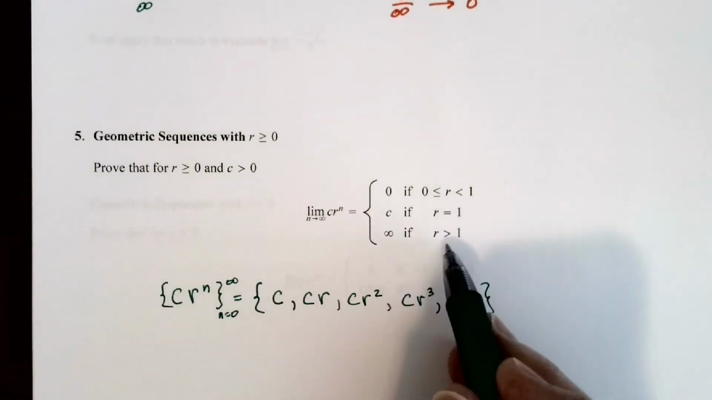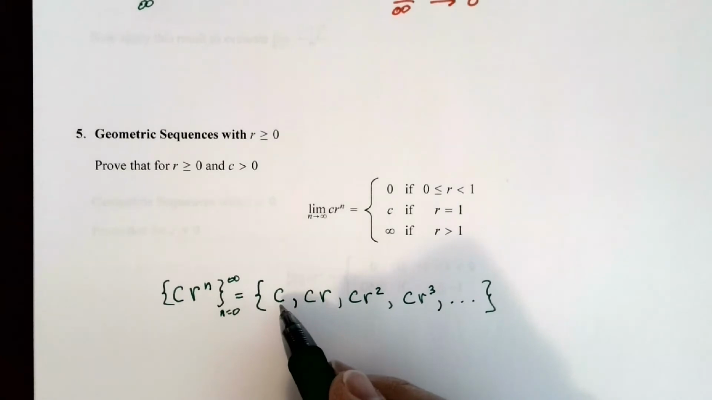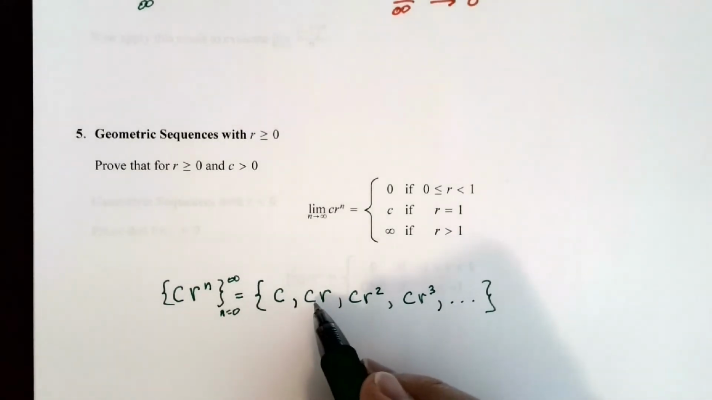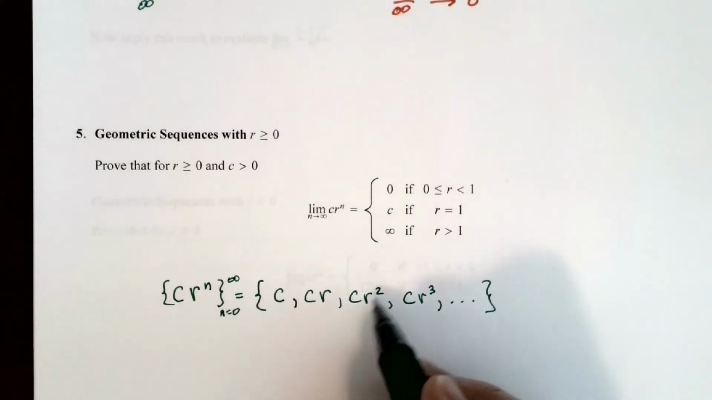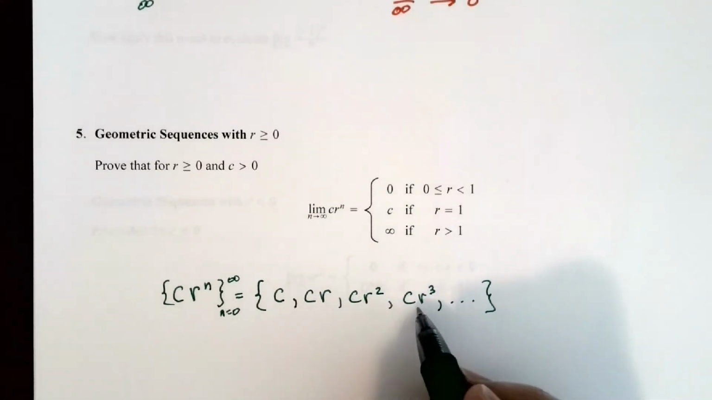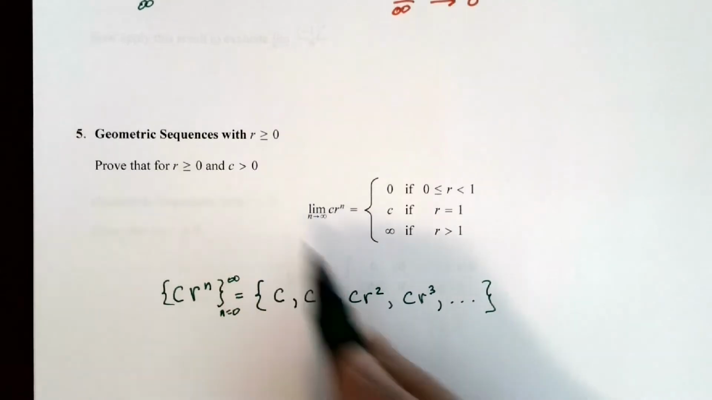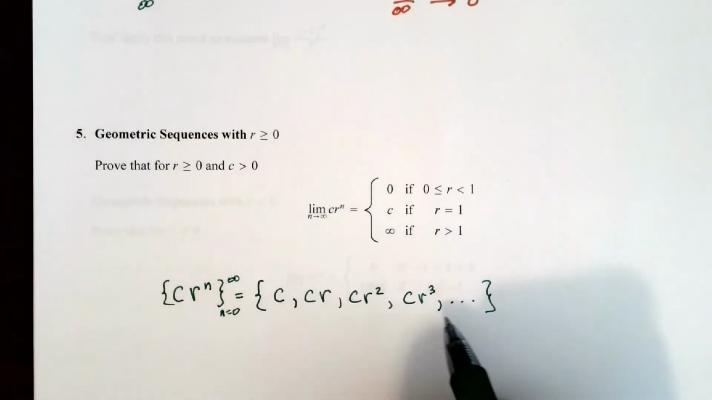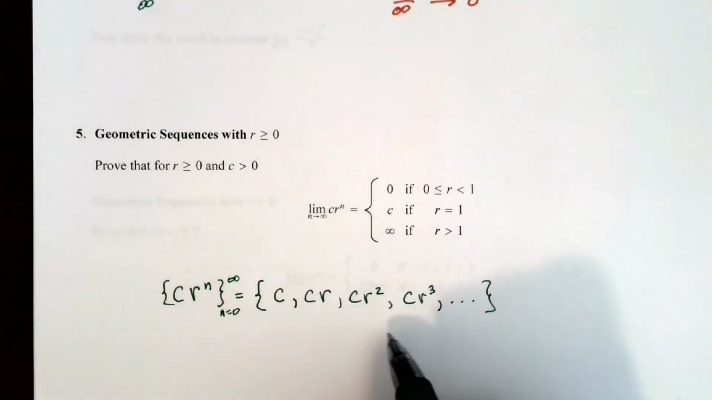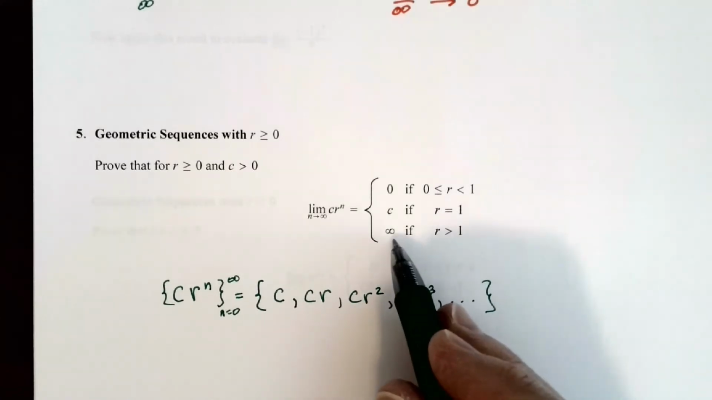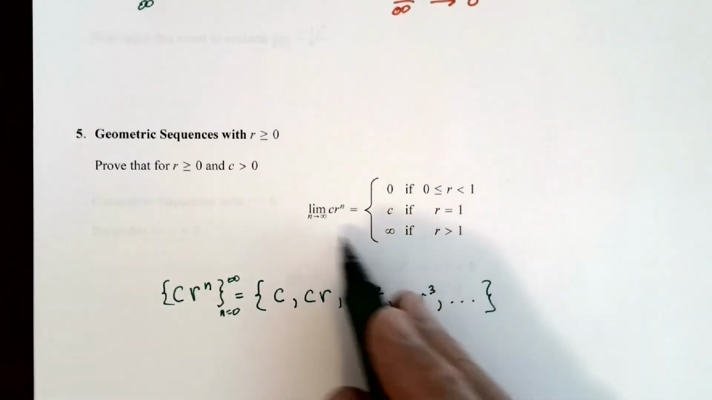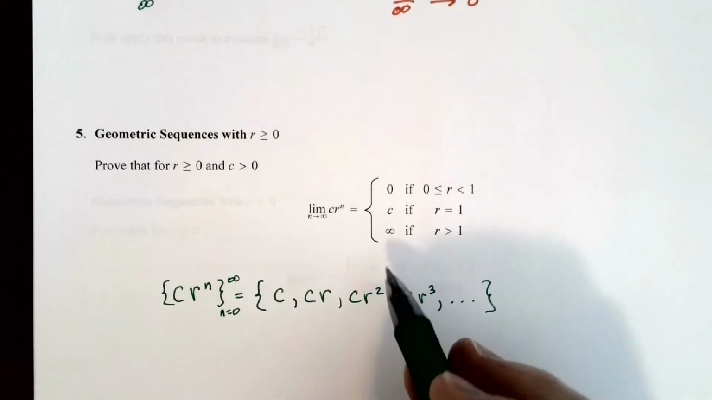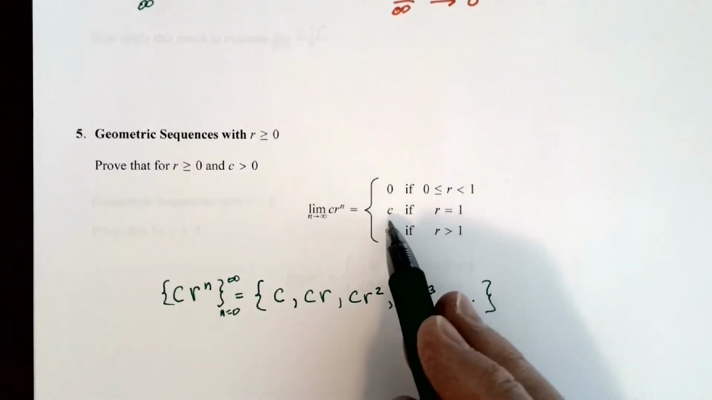Now, what if r is greater than 1? Let's look at that. So if r is greater than 1, like 2, say, this would be c, this would be twice c, this would be 2 squared, 4c, 8c, and since c is positive, what's happening to the terms in the sequence? They're just getting larger and larger and larger, and therefore we're going to go to infinity. And in that case, of course, the sequence, we say, would diverge. For r equal to 1, the sequence converges.